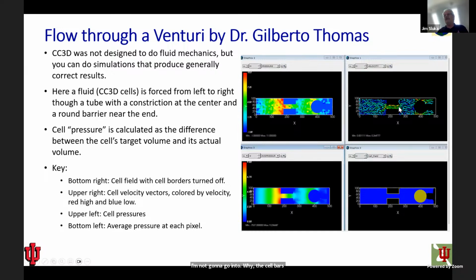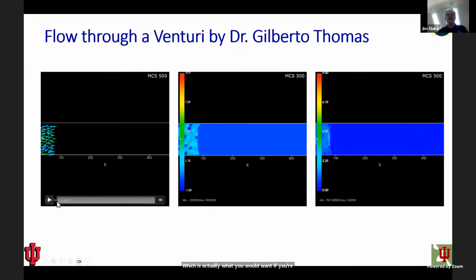This is the velocity of each cell instantaneously. All the arrows are the same size. The color coding is the velocity. This is the pressure in each cell. And this is the pressure per pixel, which is actually what you would want if you're doing a fluid dynamics model. So here's the animations.